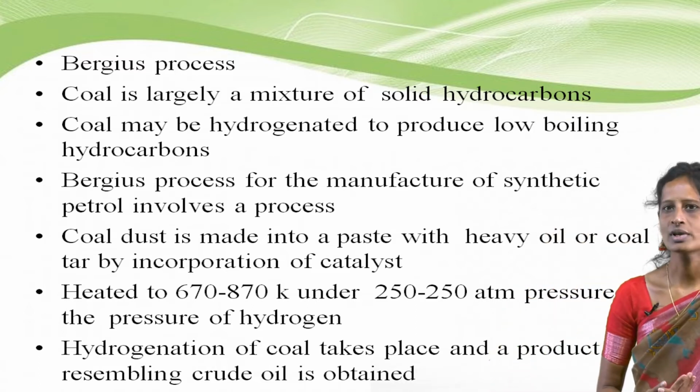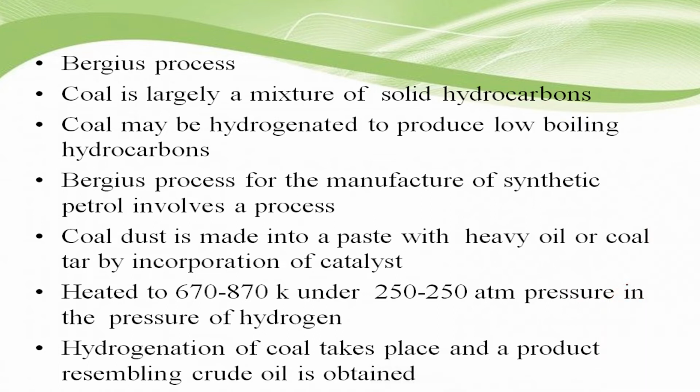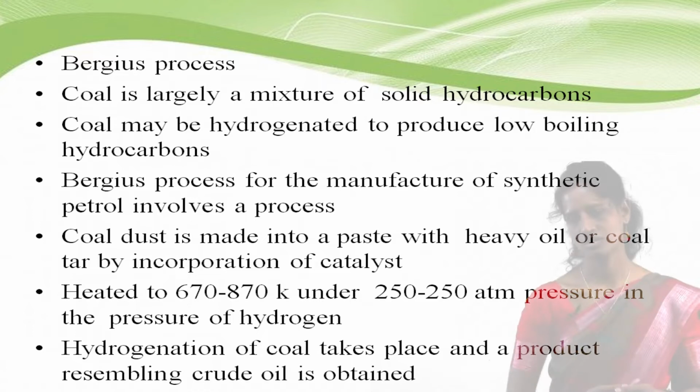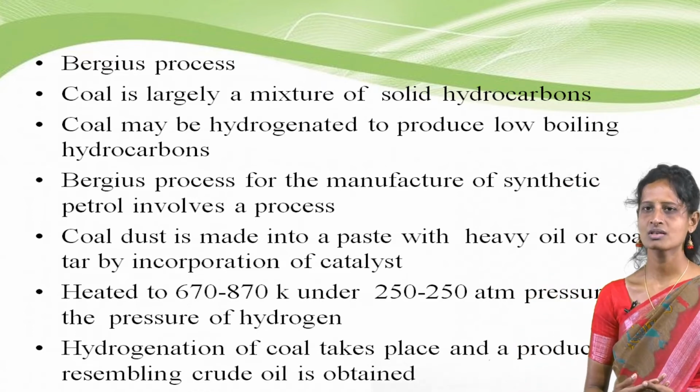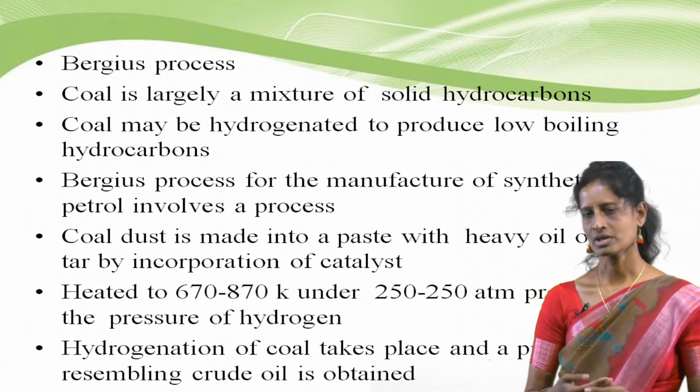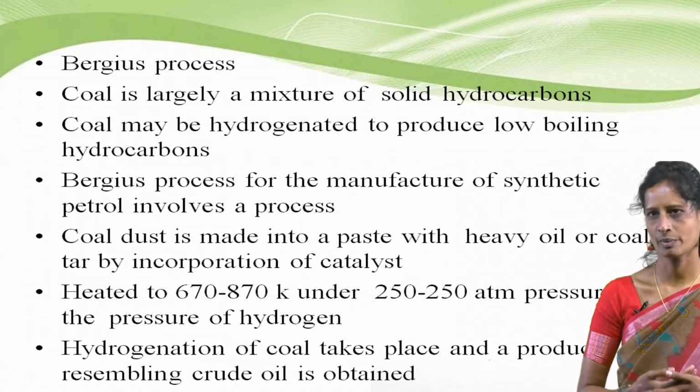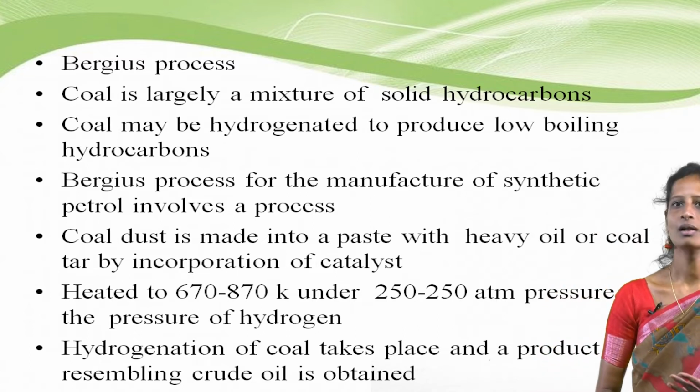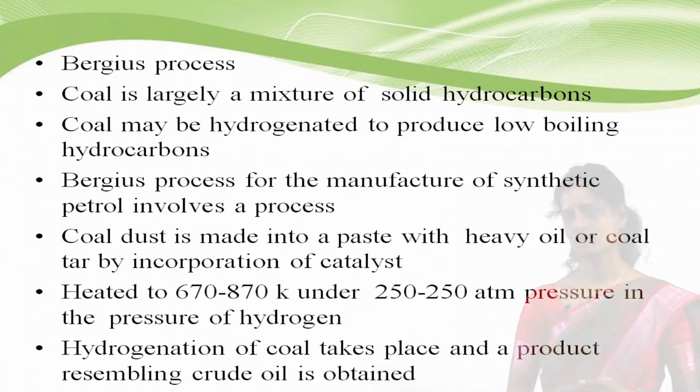Here we are using coal dust in the form of a paste. The paste form of coal is mixed with heavy oil or coal tar by incorporation of a catalyst. First coal dust is made into a paste and then mixed with heavy oil by incorporation of a catalyst. The catalyst has the major function in this process.